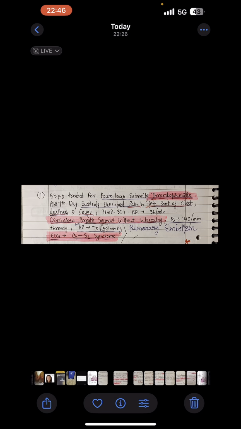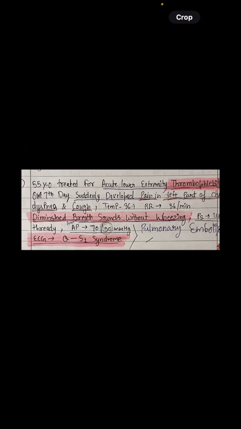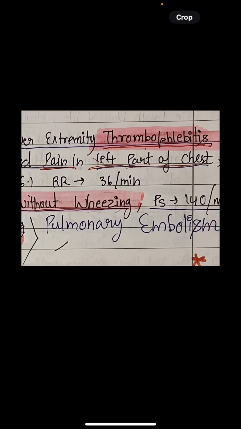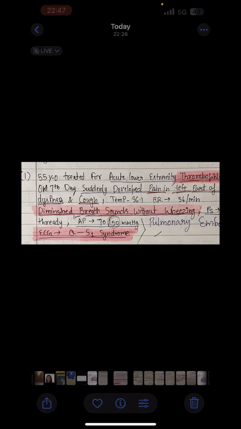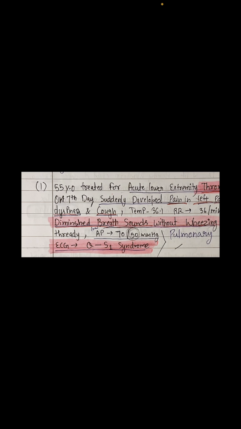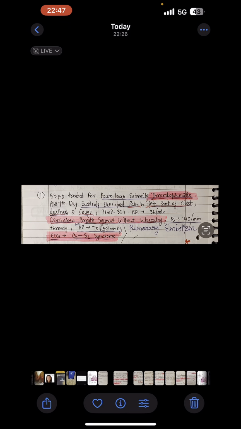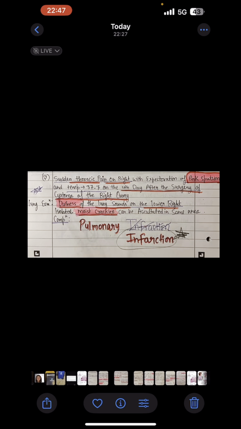We are going to solve a lot more questions with similar findings, like those sudden findings, the thrombophlebitis or DVT history, or the severity of the patient, like the arterial pressure, or this ECG finding. We are going to solve a lot of questions with this similar pattern. Let's see the next question.